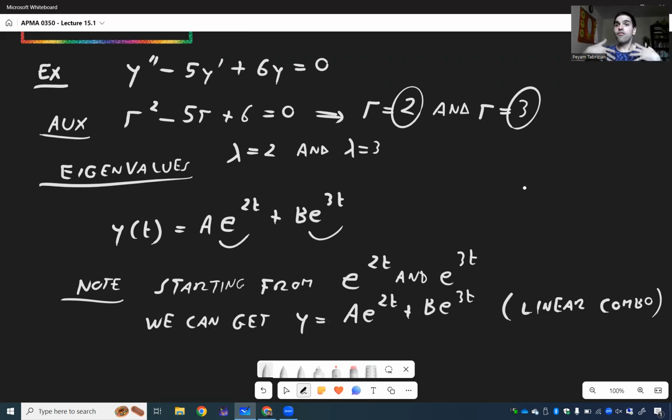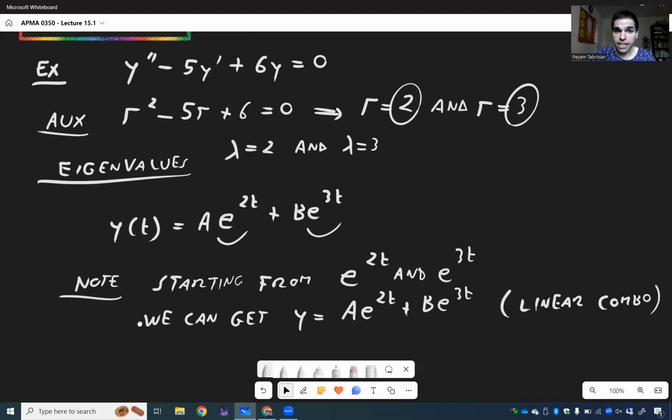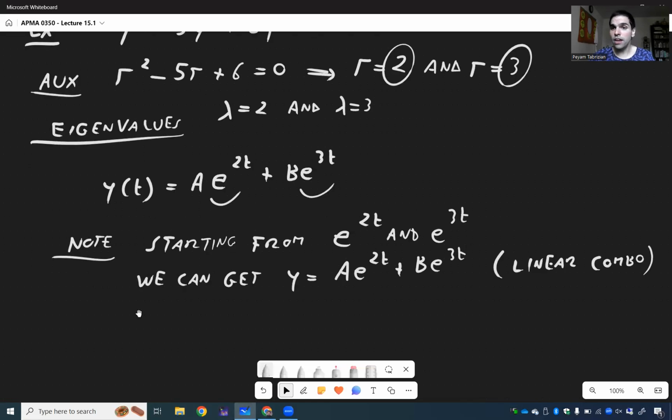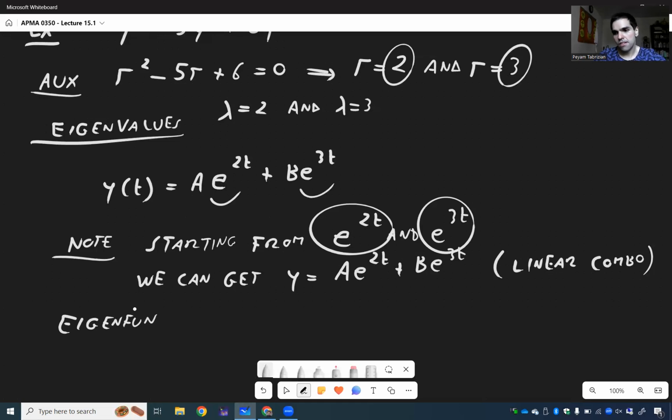So once again, for us, there is no difference between e to the 2t and e to the 3t and that linear combination. And in particular, in the example below, the building blocks, e to the 2t and e to the 3t, those are what are called eigenfunctions. Functions which are e to the 2t and e to the 3t.